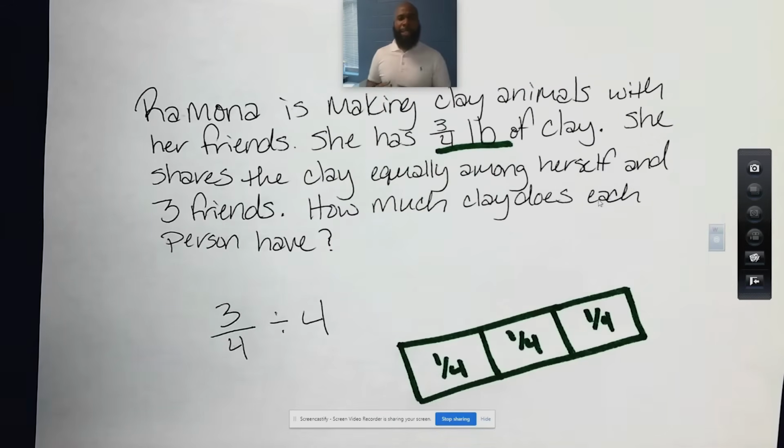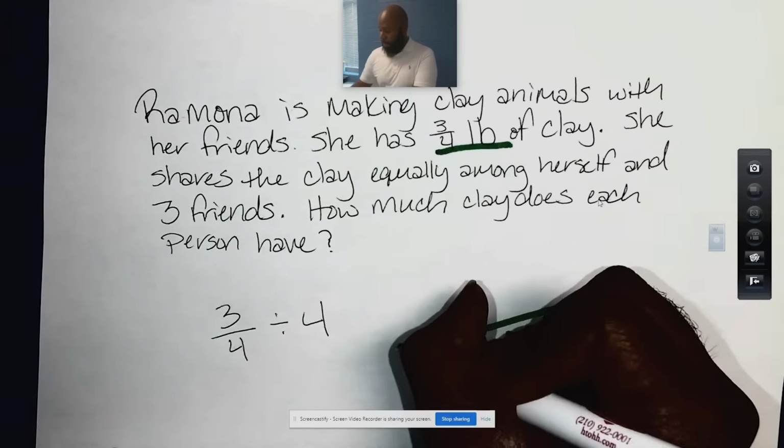Does the model allow us to see how much clay each of the 4 people will have to work with? Correct, not really. I think we need more detail. Since there are 4 people, each person gets a fourth of each fourth pound of clay. Let's look at that. I'm going to take this fourth and divide it up.